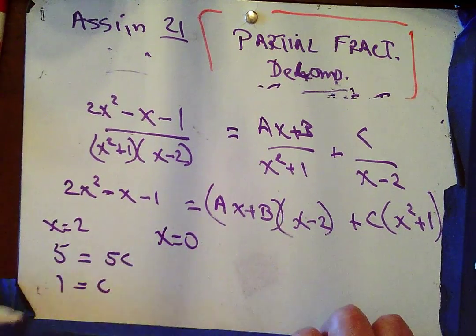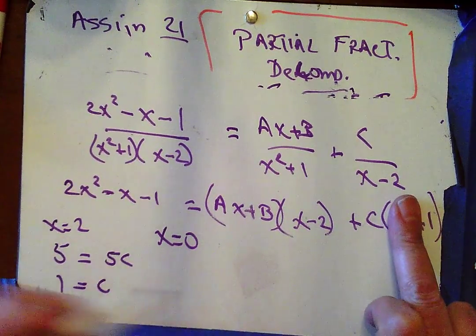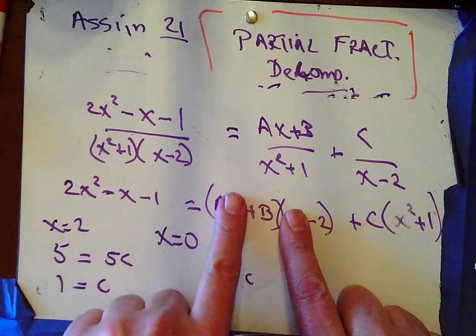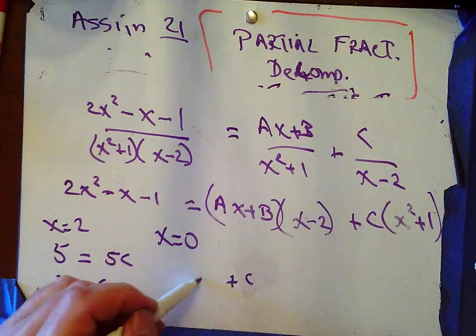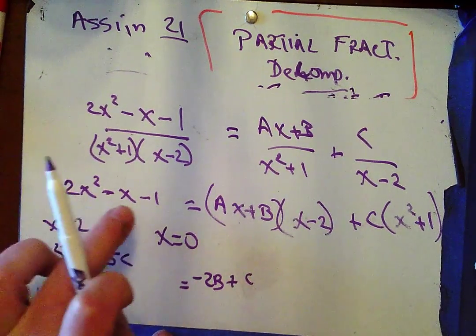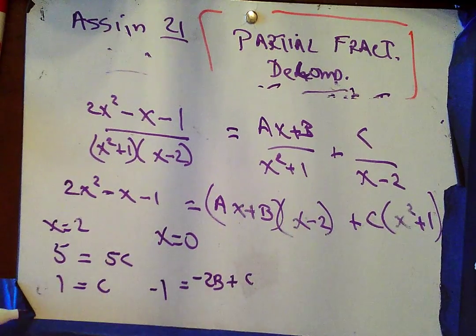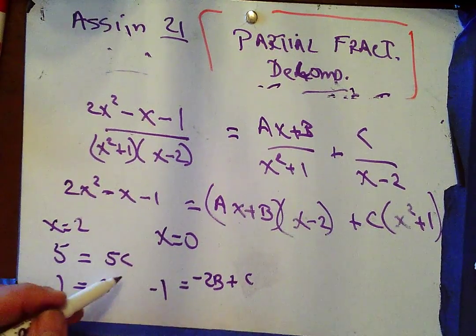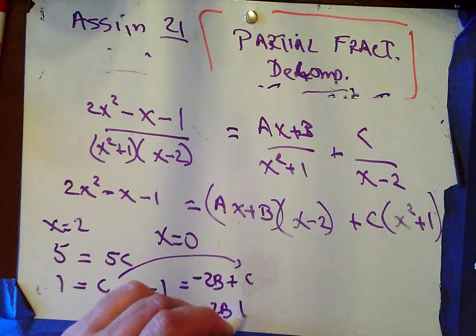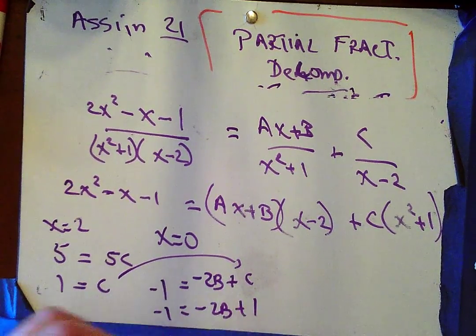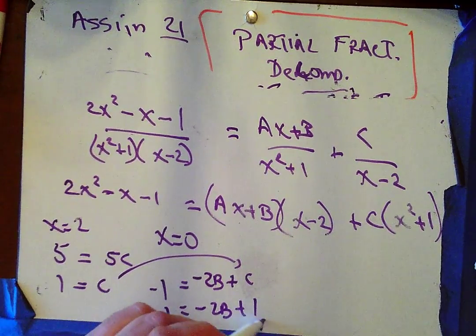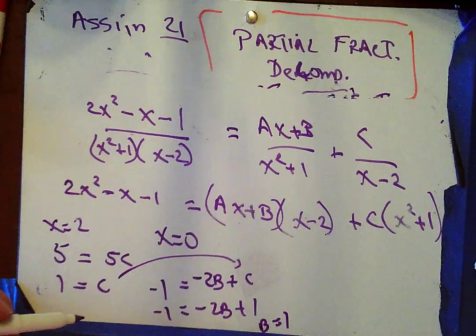What about x equal to 0? Well, that's going to go away, and that's going to go away, and that's going to go away. So we have minus 2b plus c equals 0, 0, minus 1. Okay, we know c is 1, so let's plug that in. Minus 1 equals minus 2b plus 1. And that, when I bring that 1 over, is going to be minus 2 equals minus 2b. And so we know that b equals 1.